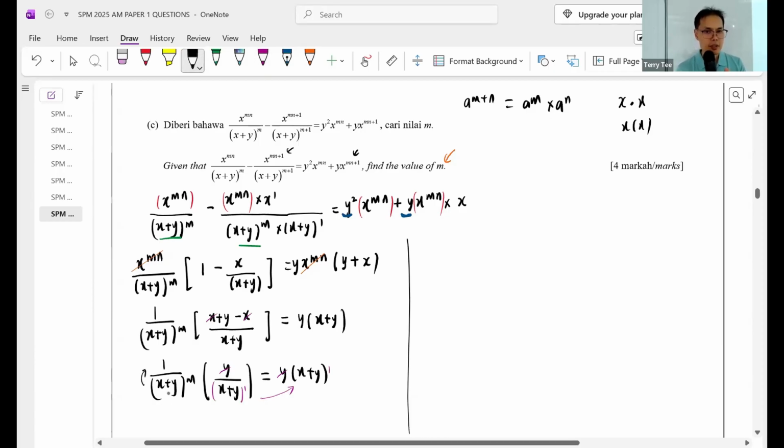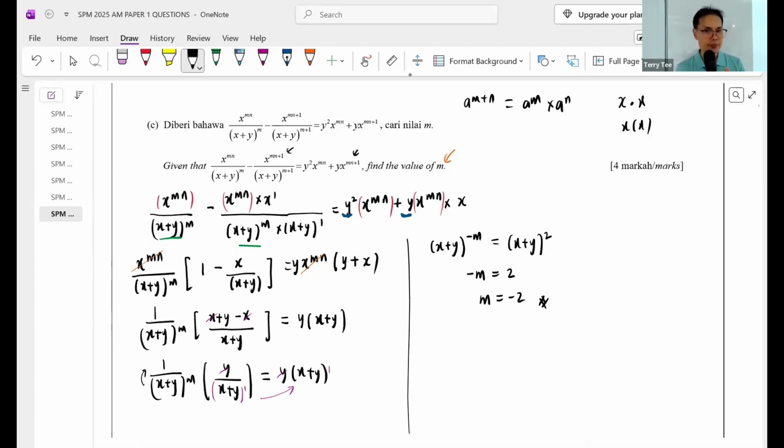This one I can bring up. When you bring up, it becomes power what? Power negative x plus y power negative m. When you multiply this up, you get x plus y power 2. Okay, now from here on, we can compare. Now we got the same base, we can compare the power. So negative m is now 2, m is negative 2.